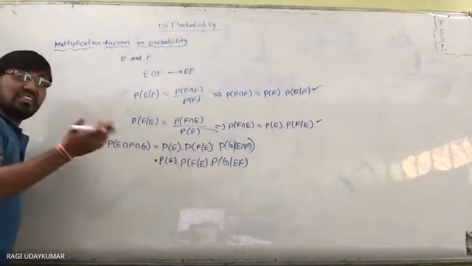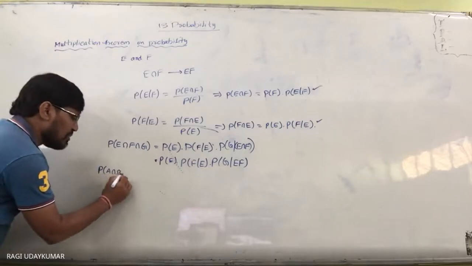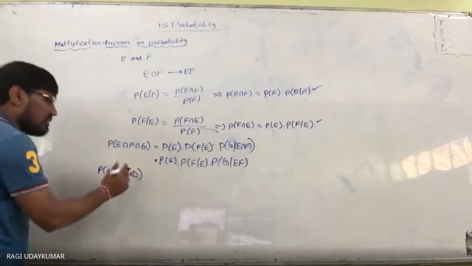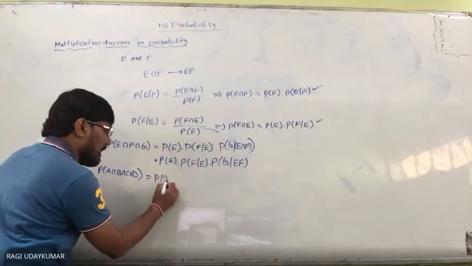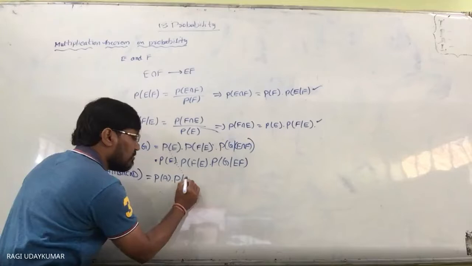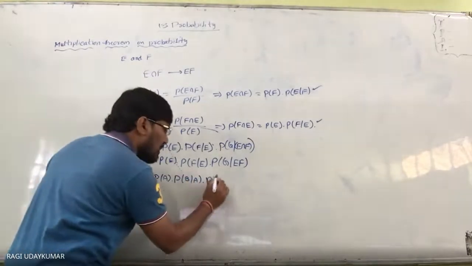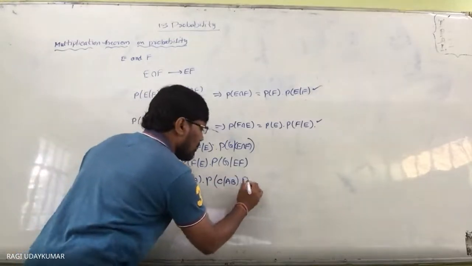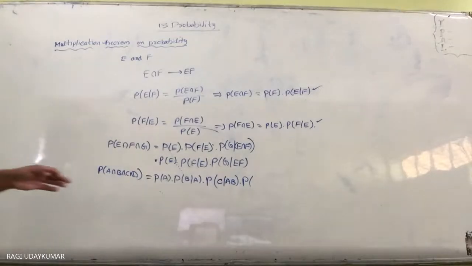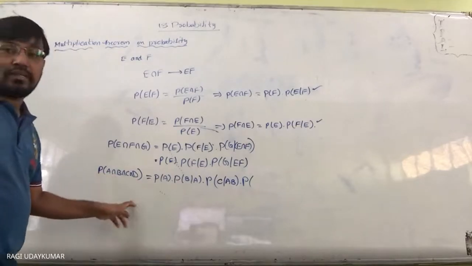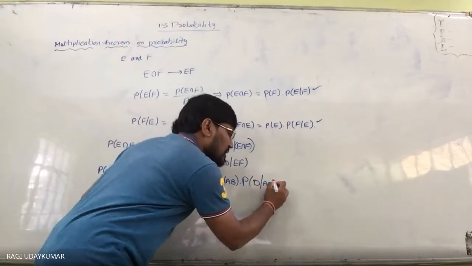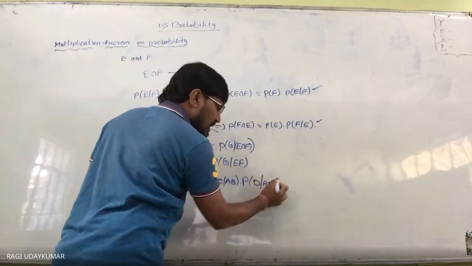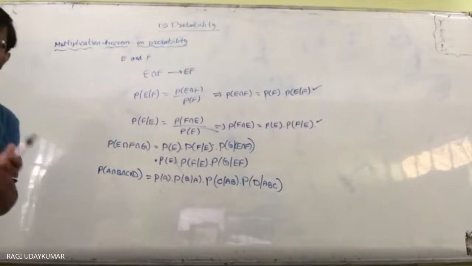Three events. If you want four events, suppose A, B, C, D are taken into consideration, the probability of A intersection B intersection C intersection D is not given in your textbook, but you can apply it. It is equal to the probability of A into the probability of B given A into the probability of C given A intersection B into the probability of D given A intersection B intersection C. As I already told you, E intersection F can be written as EF. So if 4 events or 5 events are given, you can extend it like this.